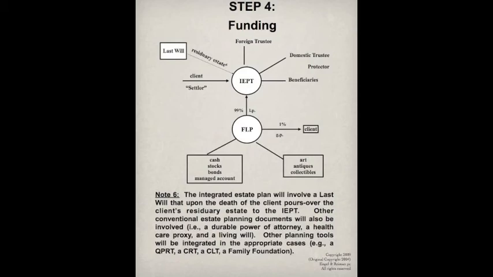You'll note that under the partnership, here we have cash, stocks, bonds, managed account, art, antiques, collectibles. And those are under the partnership, which, again, in a fashion consistent with domestic partnership law, the client is permissibly controlling 100%. Note 6 tells us the integrated estate plan will involve a last will that upon the death of the client pours over the client's residuary estate to the IEPT. Other conventional estate planning documents will also be involved, durable power of attorney, health care proxy, etc. And other planning tools will be integrated in the appropriate cases. A QPRT, a CRT, a CLT, family foundation, etc.